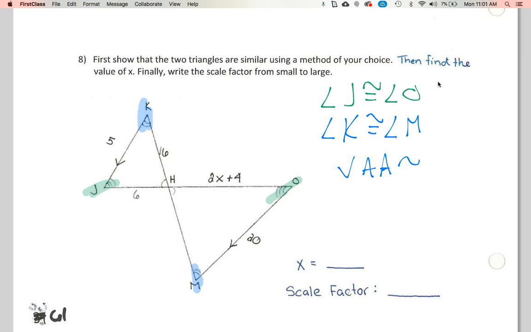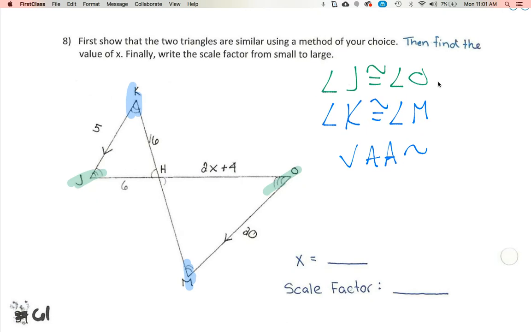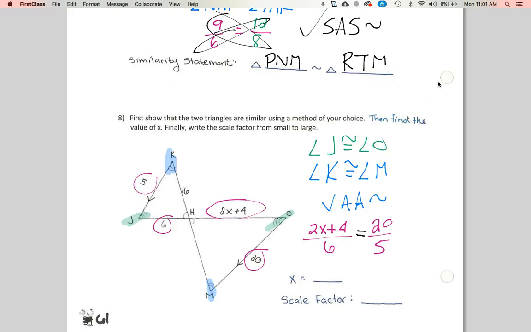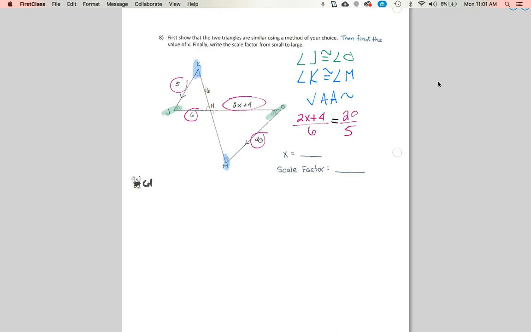Since the triangles are similar, we are allowed to set up a proportion that involves 2x plus 4 and 6. And I'm going to use 20 and 5. And give myself a ton of room there.